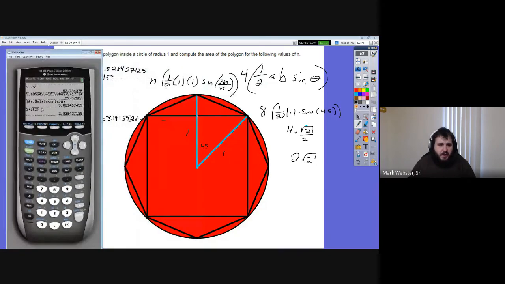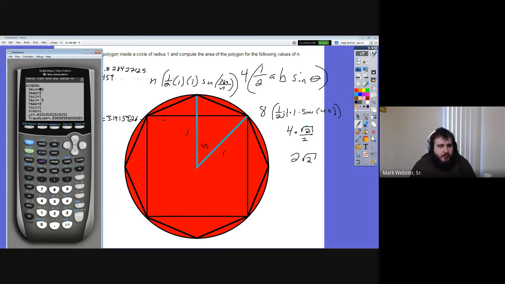And I can actually plug that into my grapher so that I don't have to do all this on my own. That is not what I wanted to do. I wanted an x times 0.5. The 1 and 1 go away, times the sine of 360 over x. Close parentheses. So if I do this, I'm going to start to see something really cool happen.